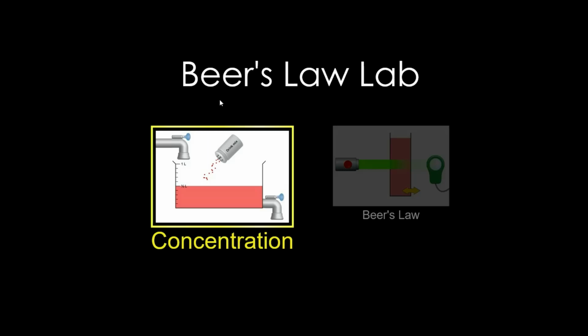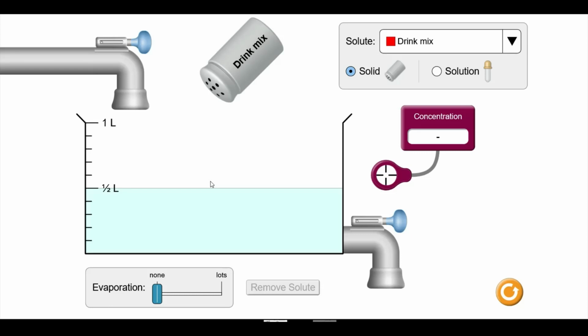The moles and molarity virtual lab is done using the PhET simulation on Beer's law. Using the direct link, you can select the concentration simulation. This virtual lab will relate the three concepts of grams, moles, and molarity.